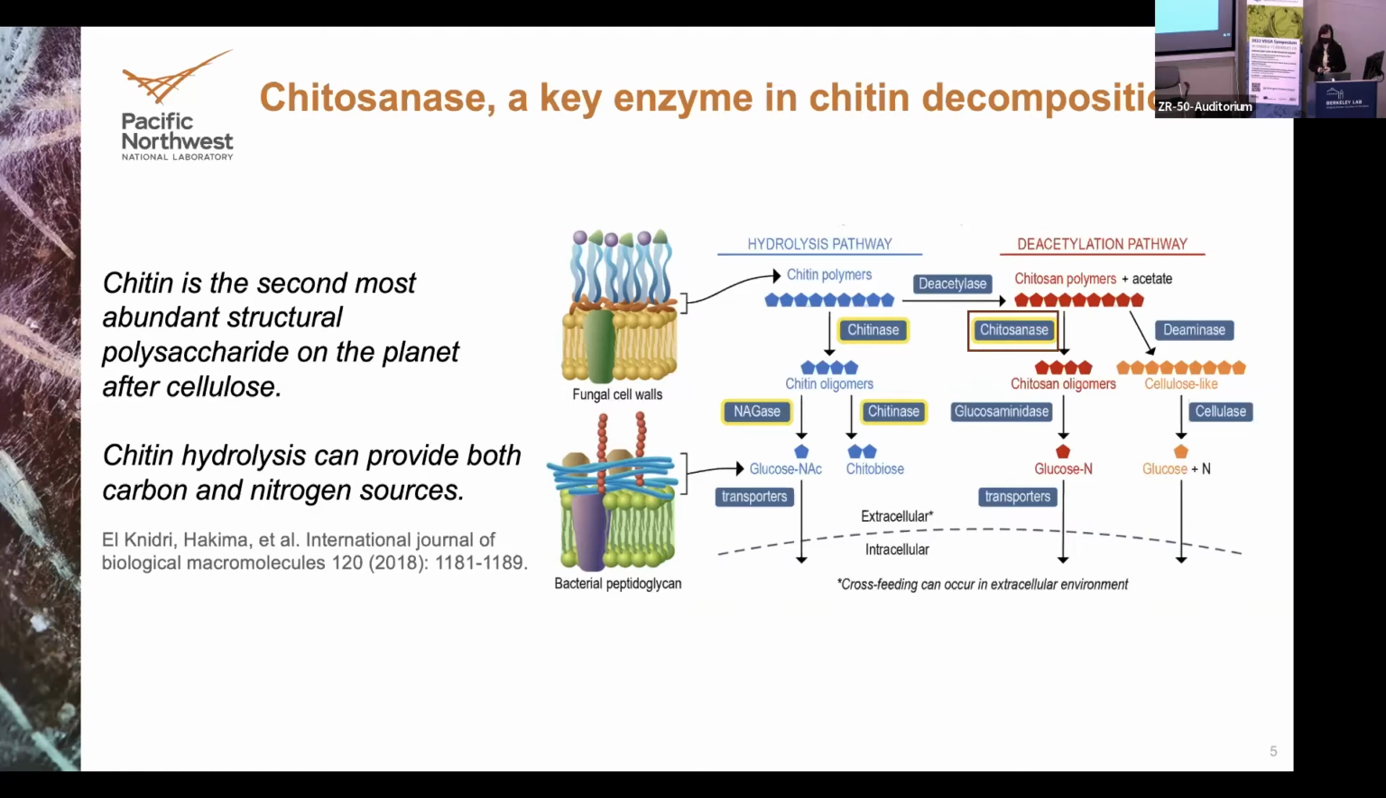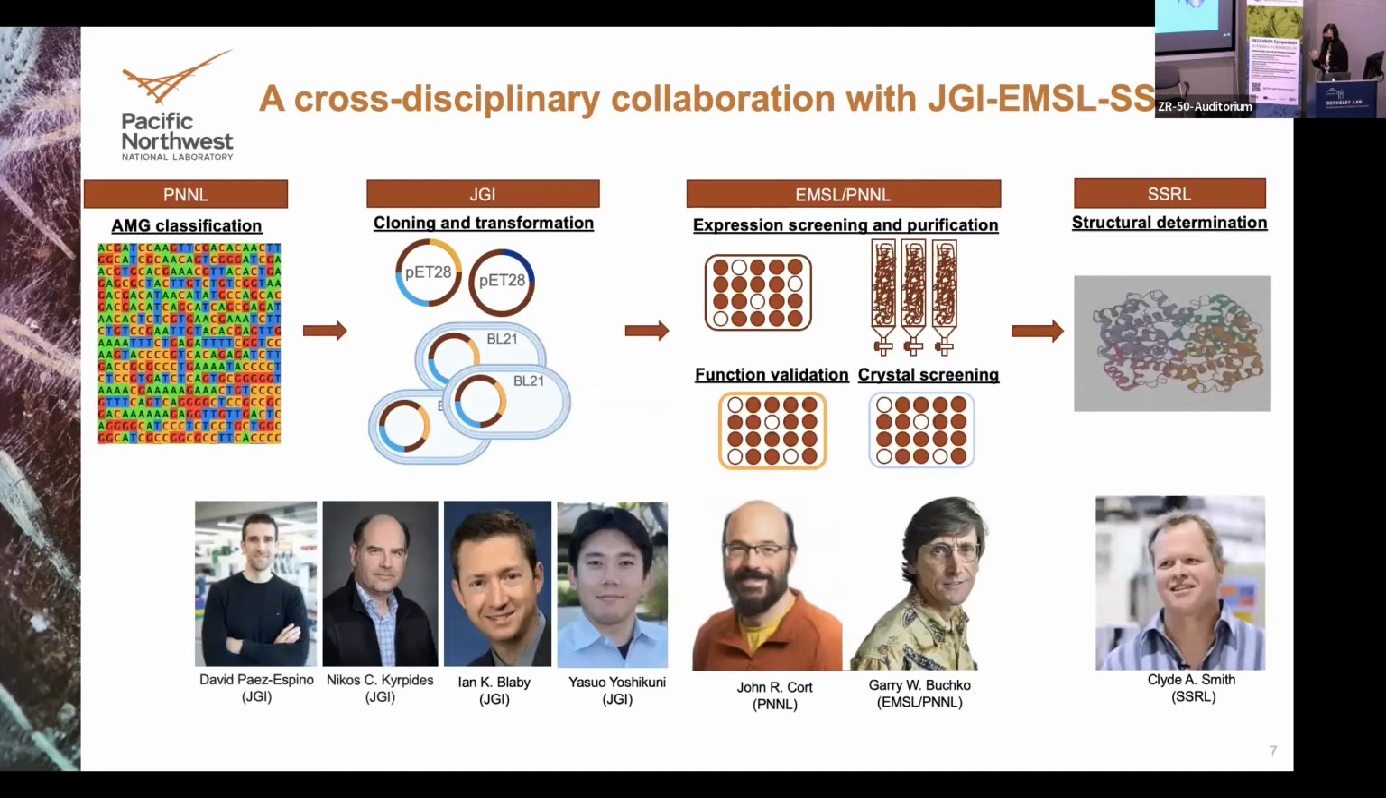Then the key question is, can these viral chitosanase AMGs really be expressed and functional? In order to answer this question, our PNNL SFA team launched cross-disciplinary collaborations with these national user facilities, including JGI, EMSL, and SSRL. And here are a lot of faces of our collaborators from those institutes. So we try to work together to carefully characterize the enzymatic functions and protein structures of those AMGs of interest.